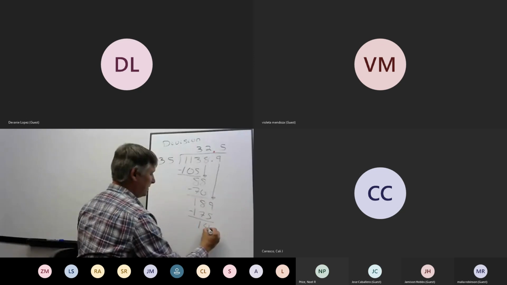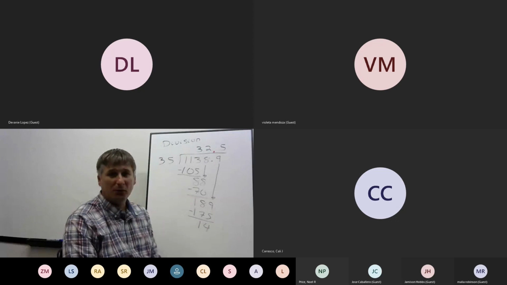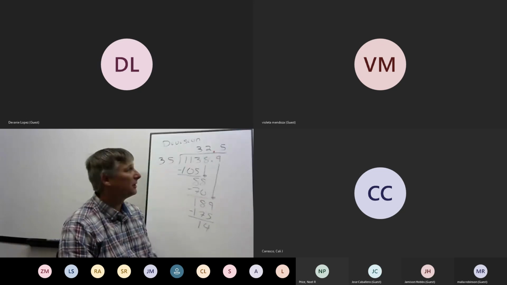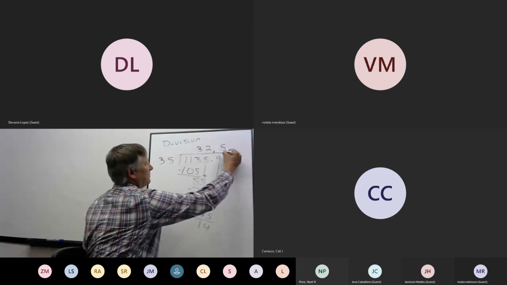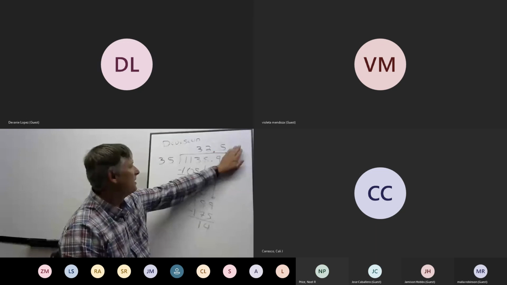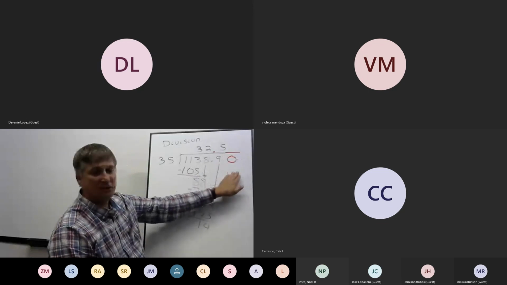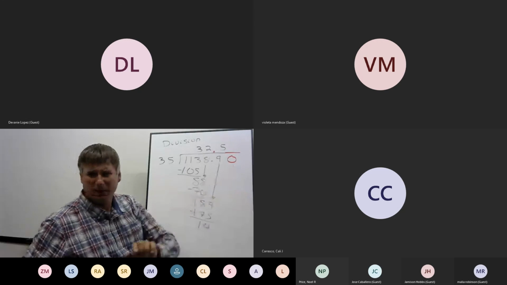Subtract. We have 14. Now, once again, we've got this issue where we seem to have run out of digits. So what we can do is we can add in a 0 like that. This number and this number are the same thing.